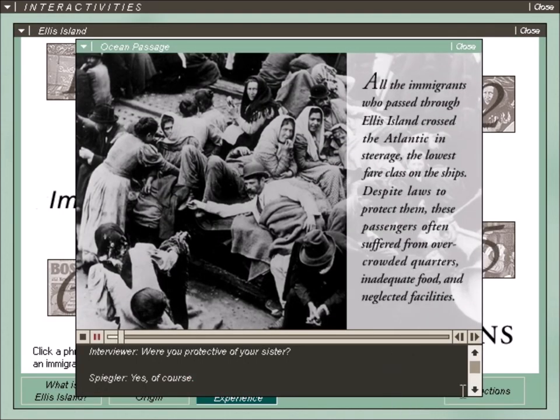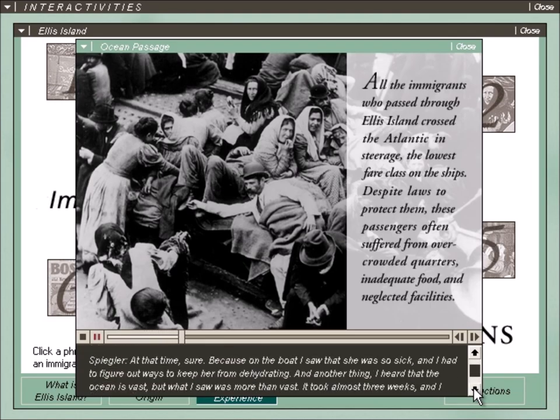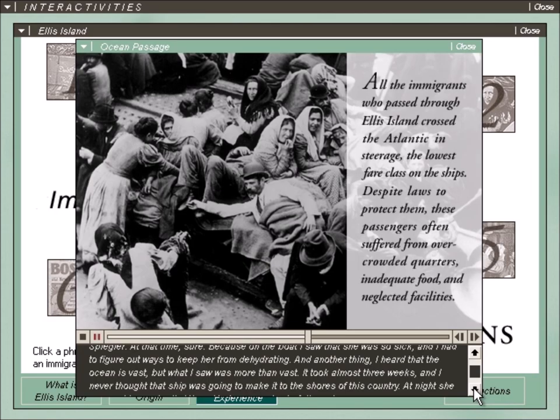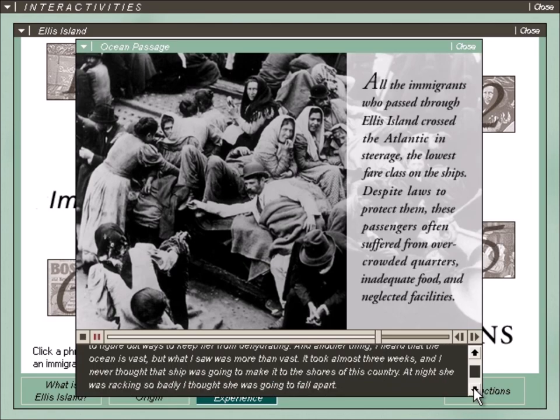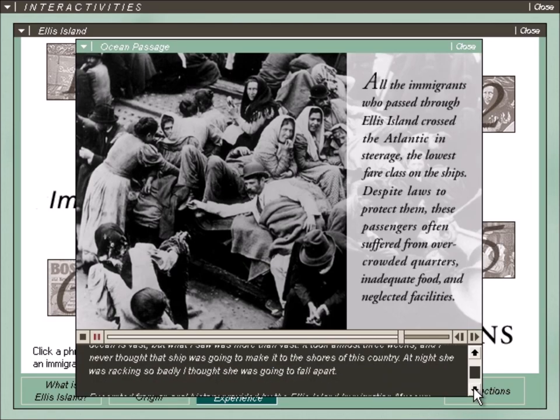Were you protective of your sister? Yes, of course, at that time, sure. Because on the boat, I saw that she was so sick, and I had to figure out ways to keep her from dehydrating. And another thing, I heard that the ocean is vast, but what I saw was more than vast. It took almost 3 weeks, and I never thought that ship was going to make it to the shores of this country. At night, she was retching so badly, I thought that she was going to fall apart.